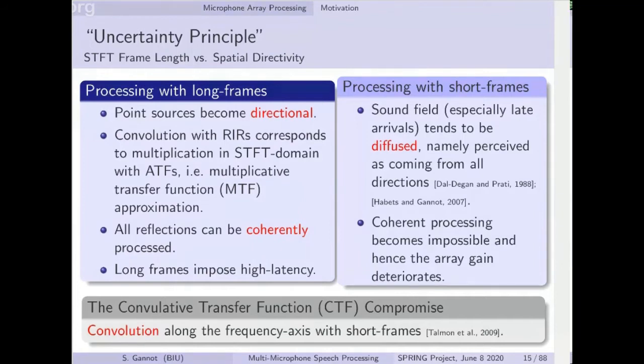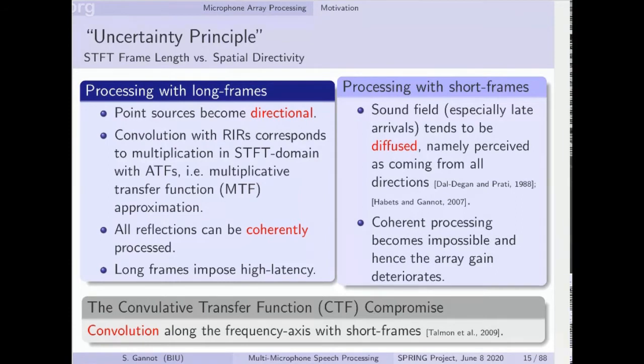We call this the multiplicative transfer function approximation. It is always an approximation due to some issues related to the short-time Fourier transform domain, which I will not discuss here. But in order to have real multiplication per frequency, you need very long frames, much longer, or at least of the same order of magnitude as the impulse response. This imposes very long frames if the impulse response is a few thousand taps. So we need frames of a few thousand samples, which might be too long for real-time processing.